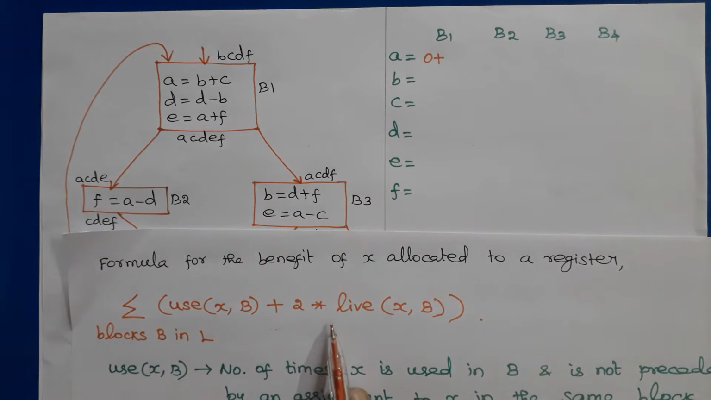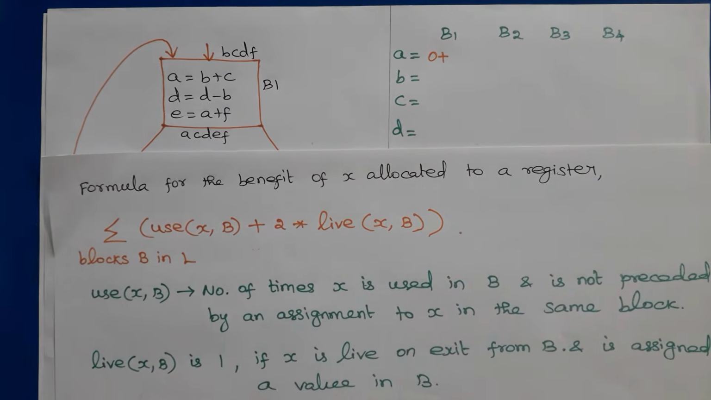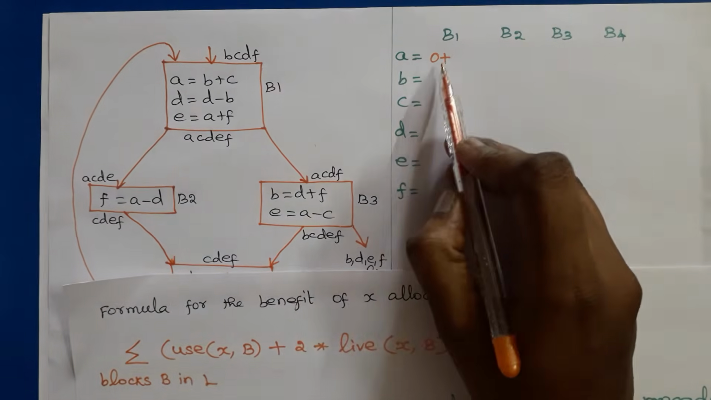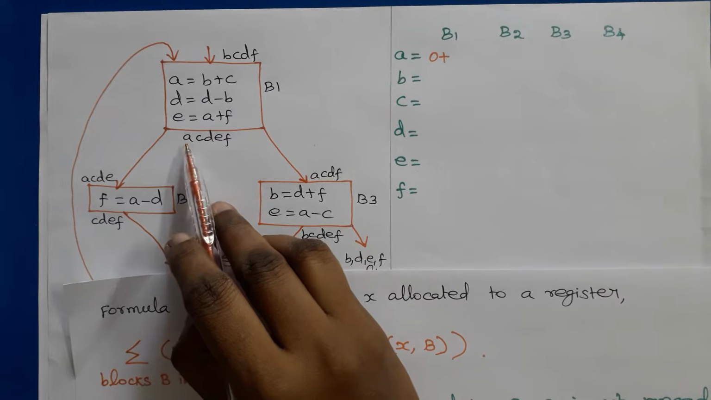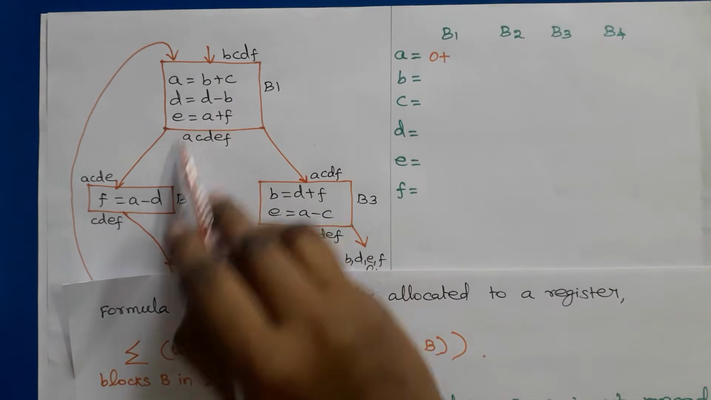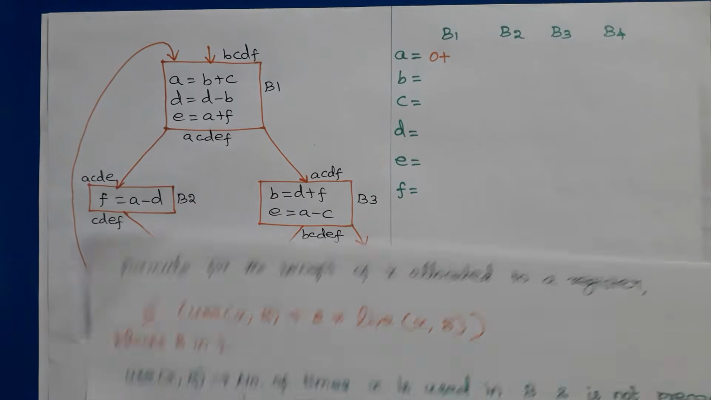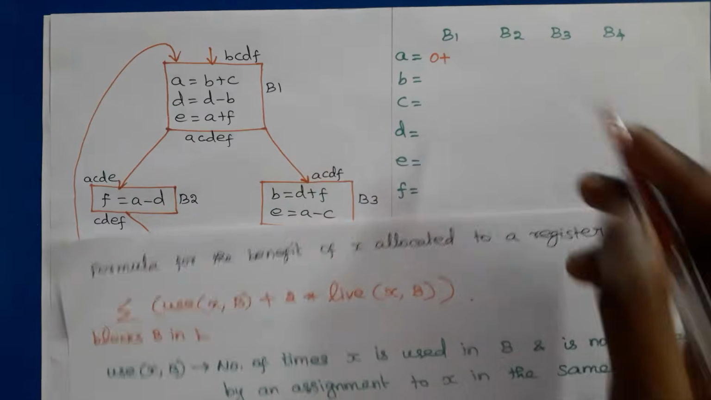So that 0 plus 2 into live of x comma b. So we have to find live of x comma b. Live of x comma b is set to 1 if x is live on exit from b and it is assigned a value in b, right? So we have to check a is live on exit from b. A is live and it is assigned a value in b, so we can say that live of a comma b is 1, and it should be multiplied by 2. So 2 into 1 is 2.